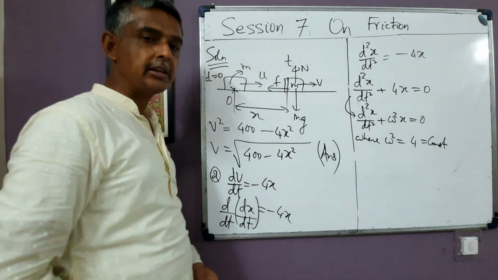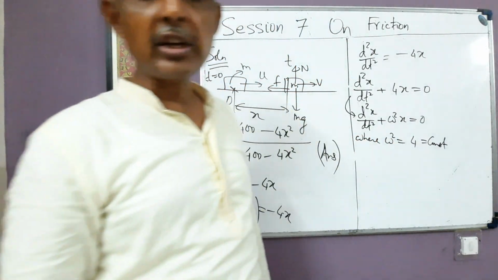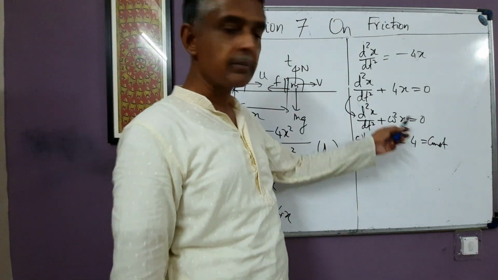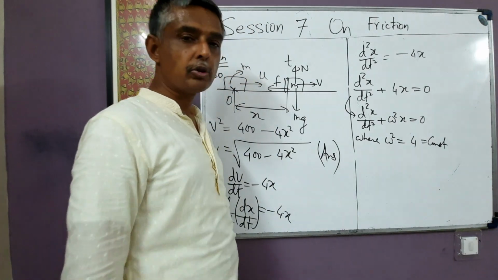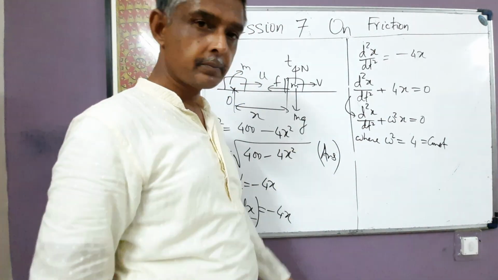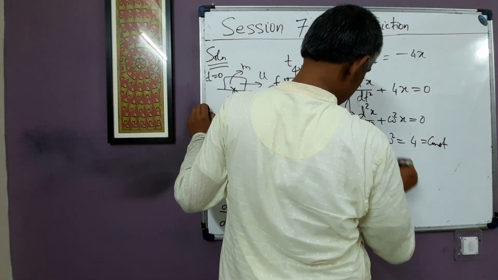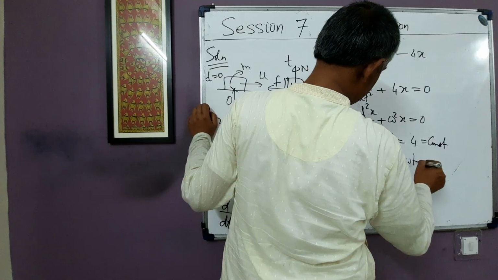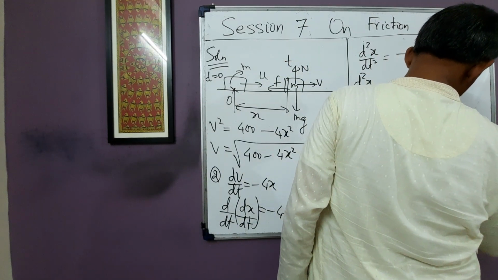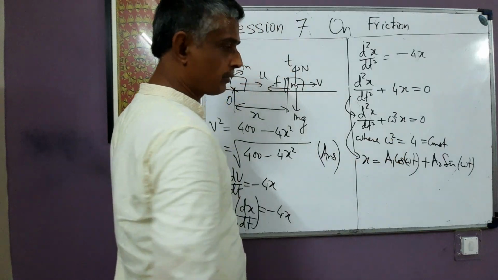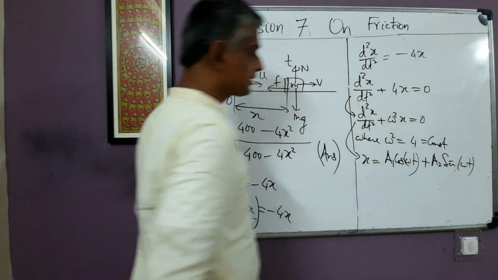Now I have been repeatedly telling that the solution of this type of differential equation should be remembered by heart, because in JEE Advanced such types of questions are being asked in the physics paper. You can go to 2023, 2024, you get questions based on this differential equation. So the solution of this differential equation becomes x is equal to a1 cos omega t plus a2 sin omega t, where omega square is 4, so omega is equal to 2. Now a1 and a2 are constants.